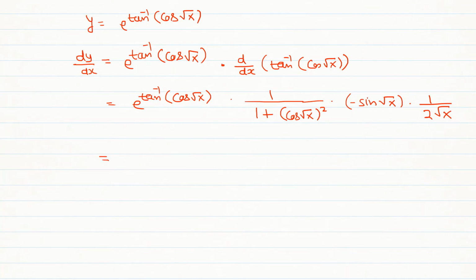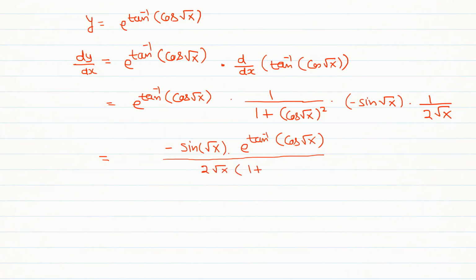Now we just collect all the terms together. So it is minus sine root x times e raised to the power tan inverse cos root x, as it is, and then the whole thing is further divided by 2 root x times 1 plus cos root x whole square, which can be written as cos square root x. That's it. So this is the final answer in that case.